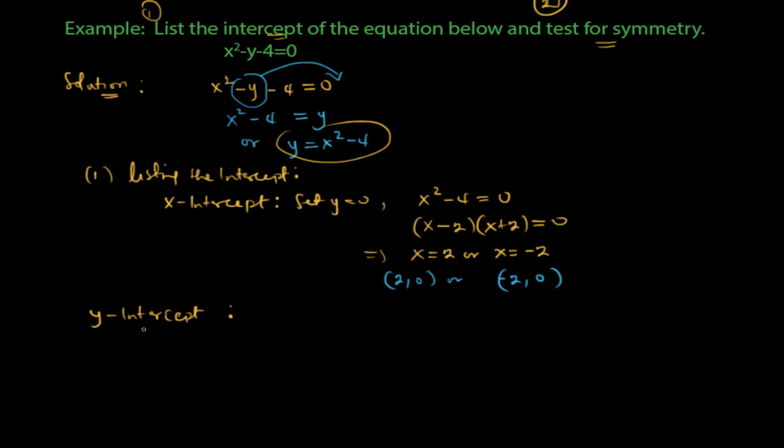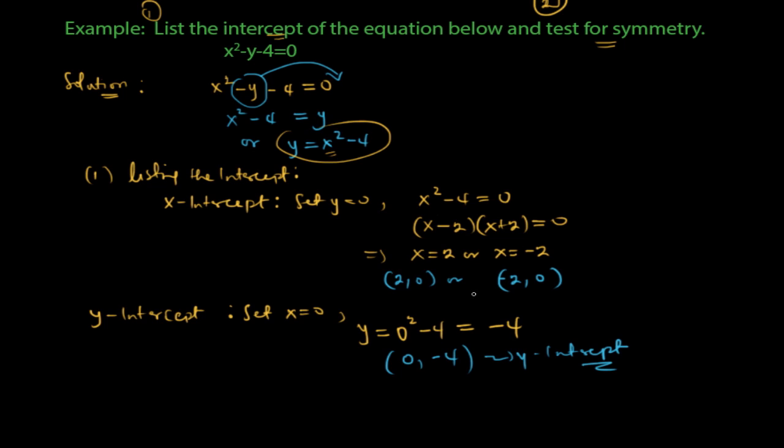Now the y-intercept is just the value of y when x is 0. So since I want to find the value of y when x is 0, all I need to do is to set x to 0. So I'll set x to 0 in this original equation here. So what we would have is y equals, in place of x, since we now have it to be 0, it will be 0 squared minus 4, and that will be negative 4. So that simply says that when x is 0, y is negative 4. So this is the y-intercept.